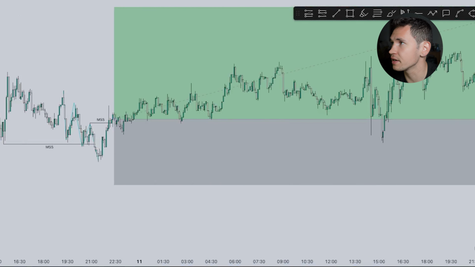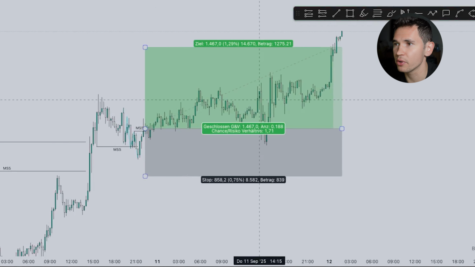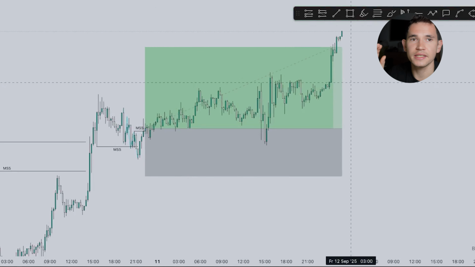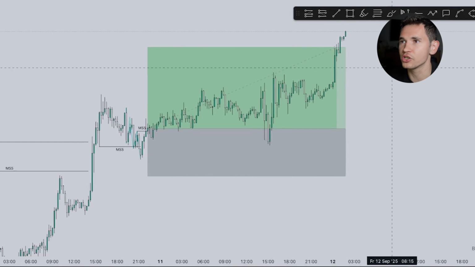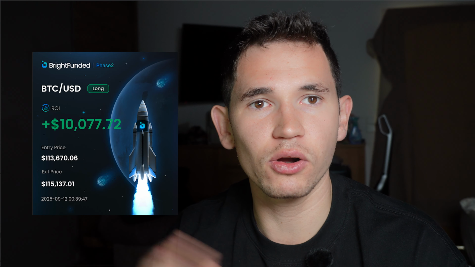So after that I market entered right here, or set a limit order a little bit lower, and TP was 1.7R. Why 1.7R? Because that's the goal that I need to pass my challenge phase 2. And as you can see, in the matter of one day we hit it, and I passed phase 2 as well, guys. And that's basically all the magic there is.